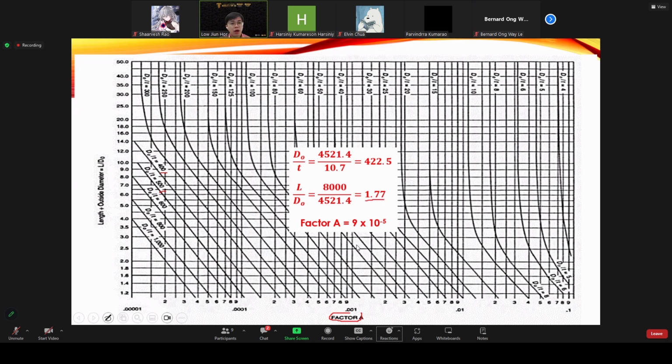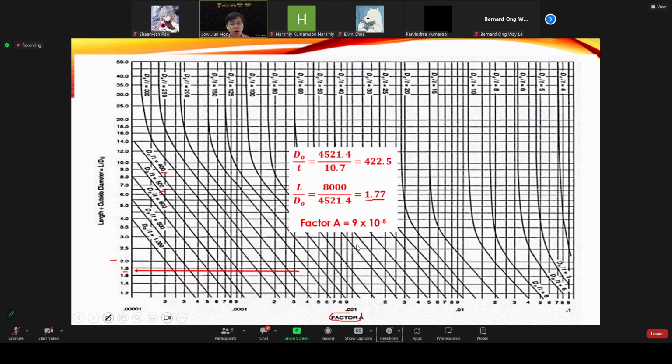1.77, L over Do. Somewhere between 1.8 and 2.0. What you need to do is interpolate the gap here to see where is your 1.77. Then after that, you draw a horizontal line until you cut the two curves that we already identified just now, this one and this one.